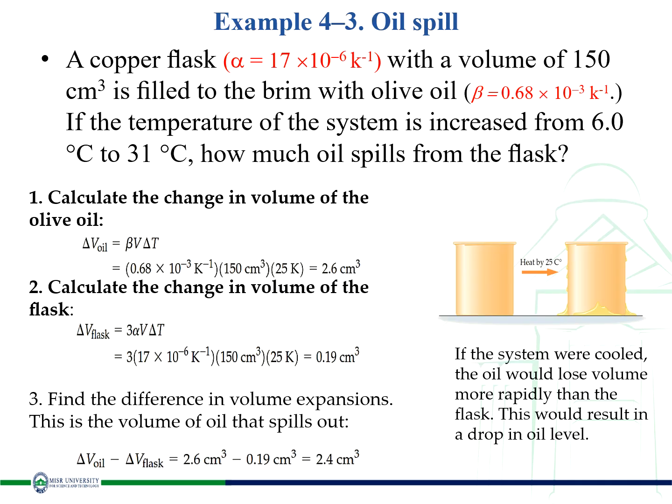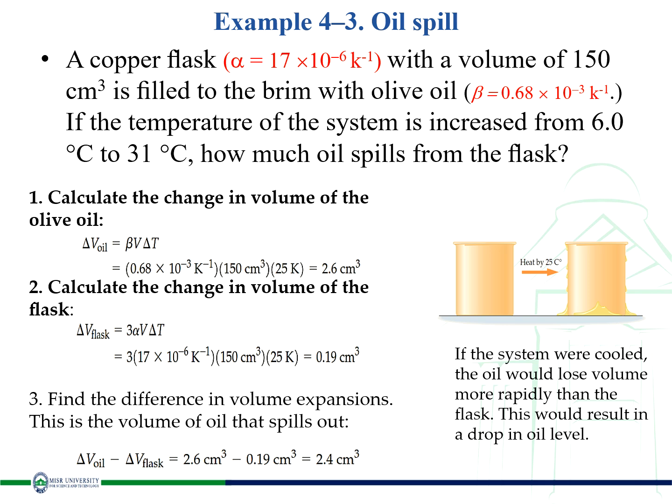Alright, let's tackle example 4-3, oil spill. We're considering a 150 cubic centimeter copper flask, full of olive oil, heated from 6.0 to 31 degrees Celsius. We need to find the volume of oil that spills. Look at the diagram. Heating causes the oil to overflow. This happens because the olive oil expands more significantly than the copper flask for the same temperature increase.